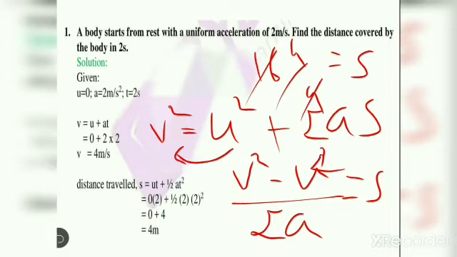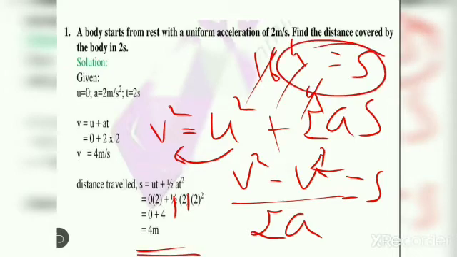Or else you can use the formula directly. Distance traveled s = ut + half at square. The initial velocity is 0, and if you multiply any number with 0, you get 0, right? The next one, half into a, which is 2, and time is 2, and you take the square. So 2 and 2 get cancelled, and you get 4. If you use this formula or the other formula, you get the same answer.